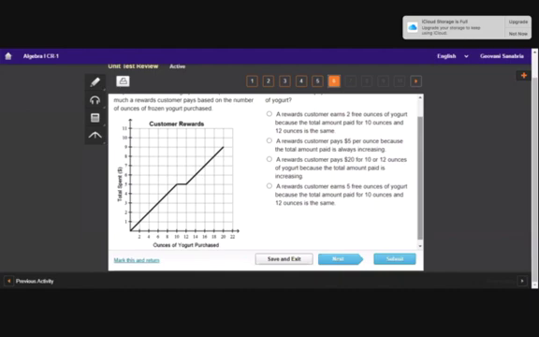A reward customer pays $20 for 10 or 12 ounces of yogurt. That's automatically not true, because $20 doesn't even show on the graph. A rewards customer earns 5 free ounces of yogurt because the total amount paid for 10 ounces and 12 ounces is the same. So it could be that one or the first one.